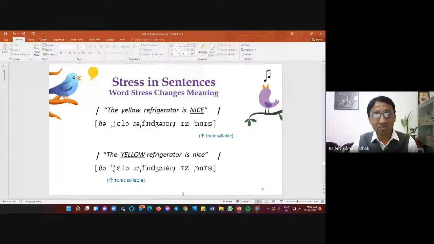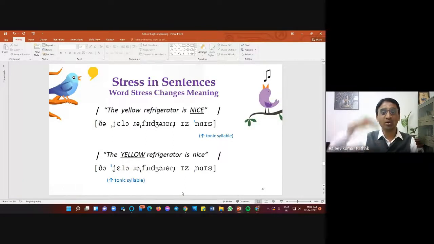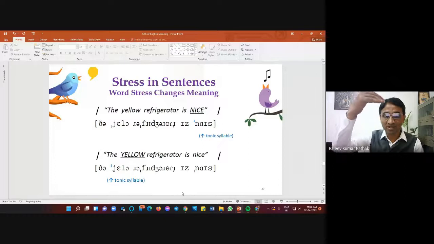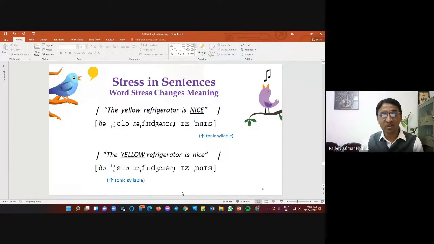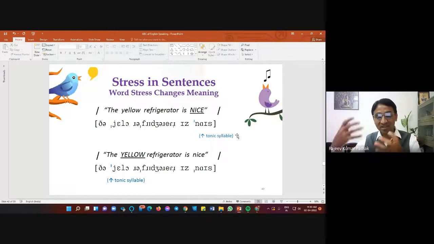Now, when we speak something in connected speech, some syllables or words are spoken with more breath force, more prominence, or some words have more stress and the others have less. This is called stress in sentences, and this changes meaning also. For example, the yellow refrigerator is nice. Here, the more stress is on the word nice.